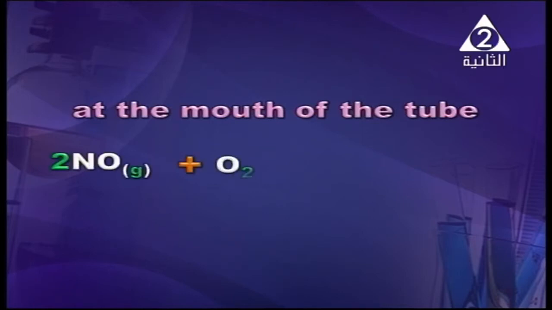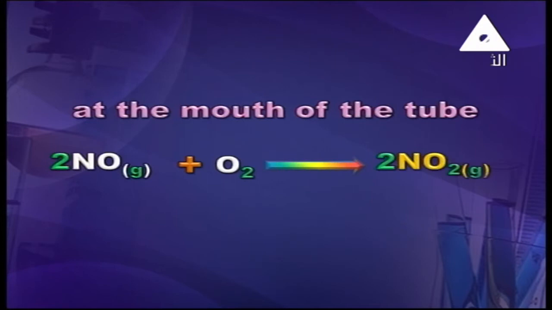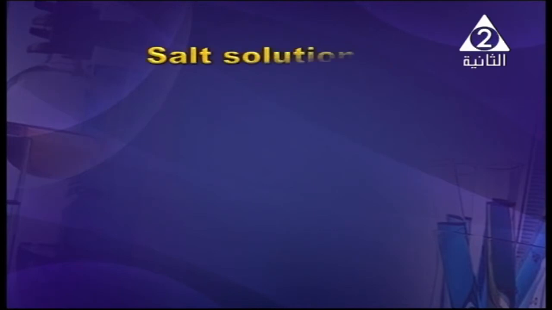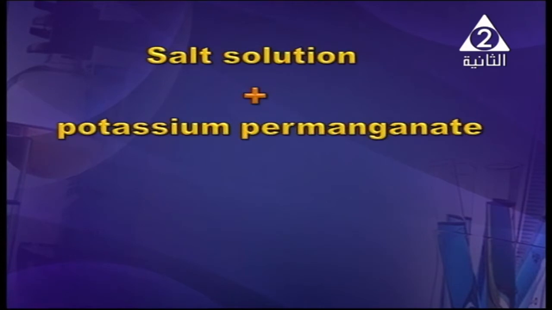2NO plus more oxygen gives me 2NO2. What does this mean? Reddish brown gas. It's very important to understand all of them. Salt solution, I know it, plus what? Plus potassium permanganate. This is what?